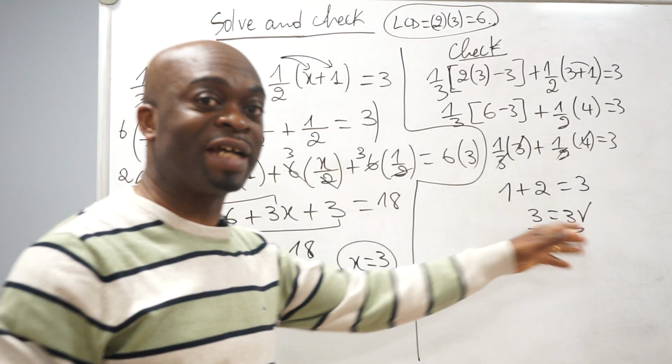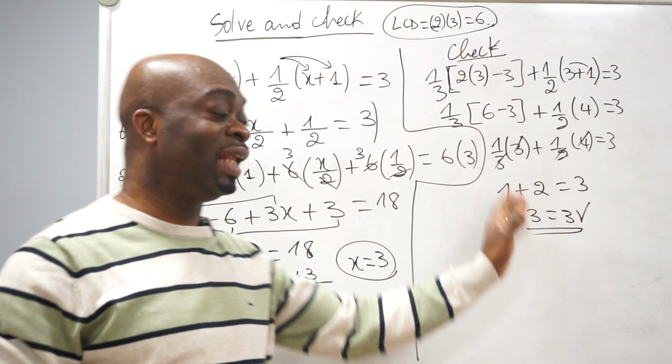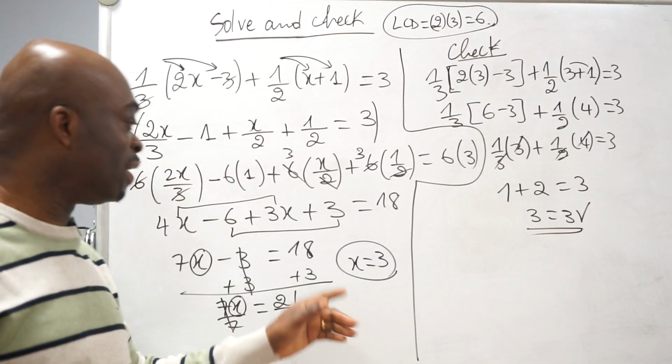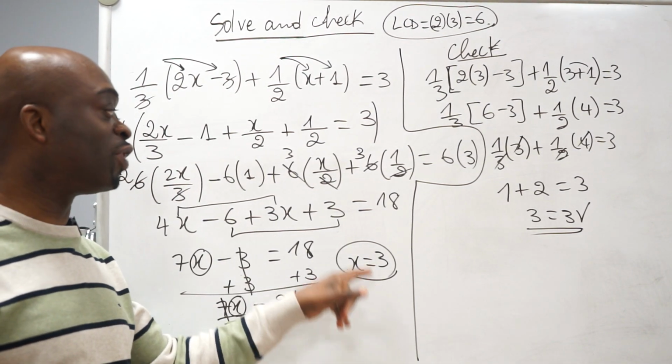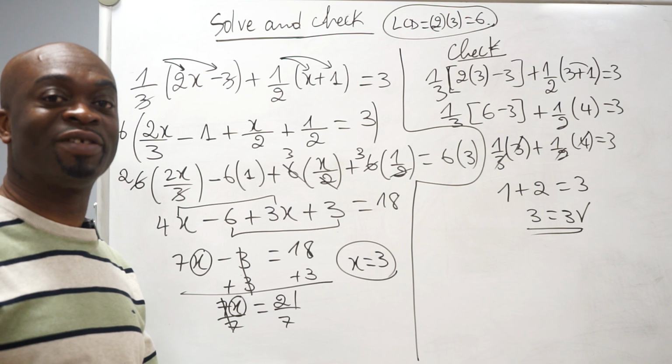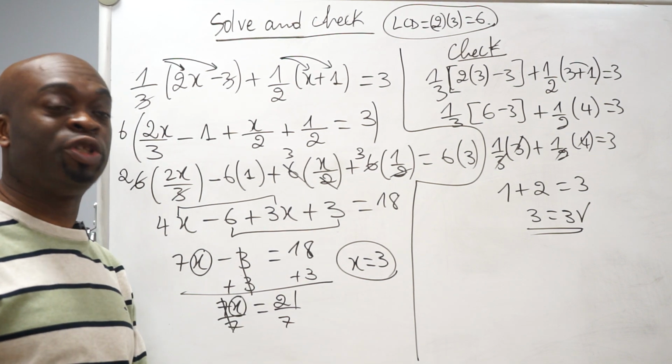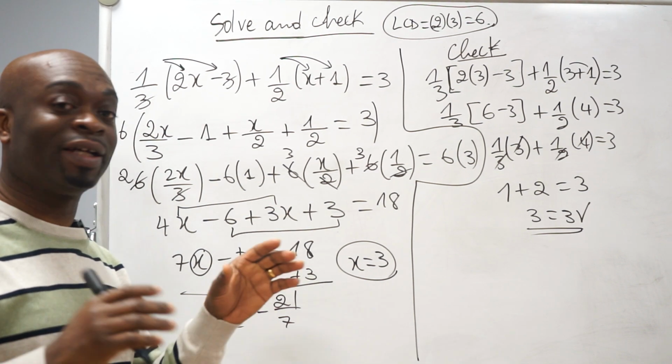So once this checks out, meaning the left side is the same thing as the right side, that means x equal to 3 is correct. All right, ladies and gentlemen? So this is what we do. Take your time, learn, get going.